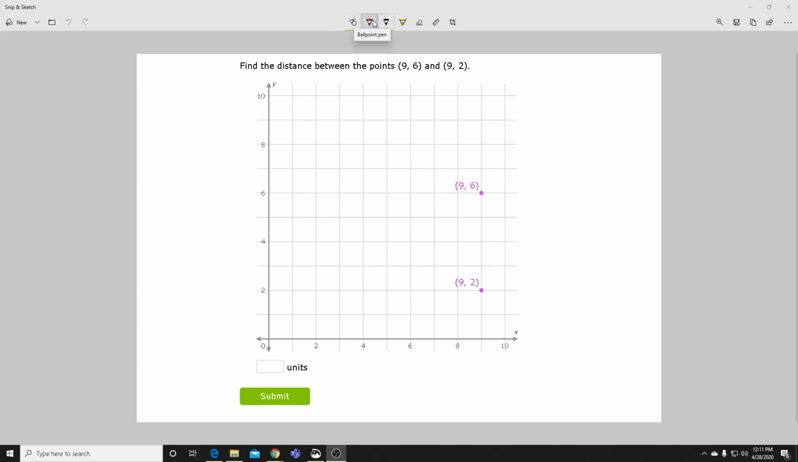Good morning, everybody. Today is Wednesday, April 29th, 2020. Today we're going to cover the IXL, finding the distance between 2 points.